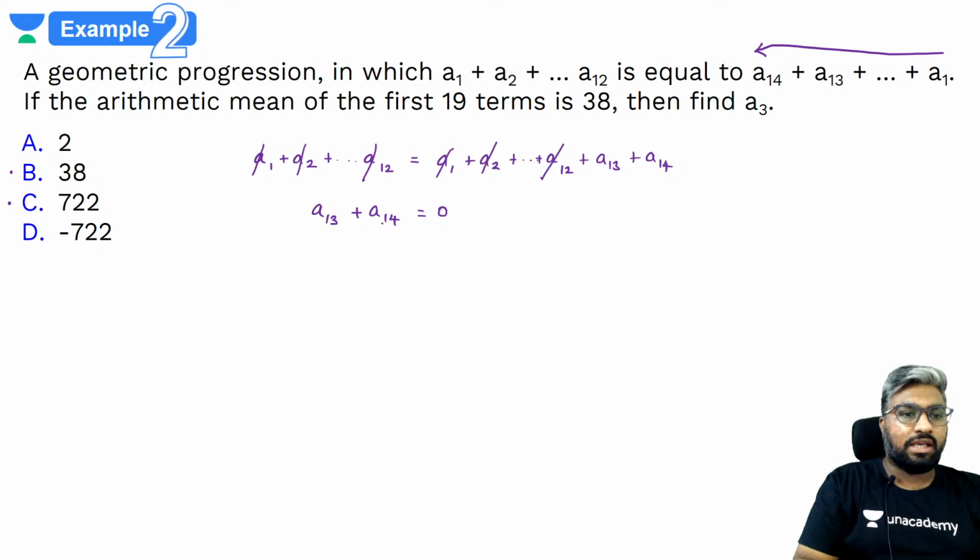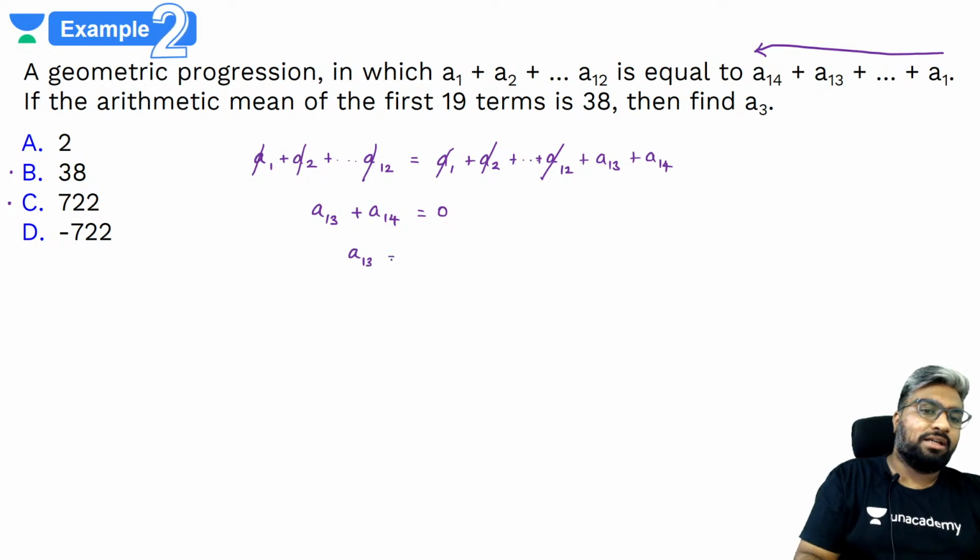A13 plus A14 is equal to 0. One of the explanations to that could be that A13 is equal to minus of A14, है ना? Yes.